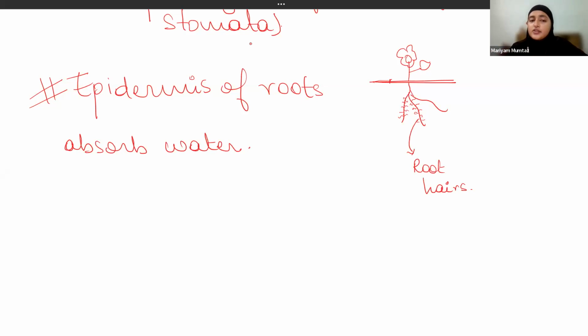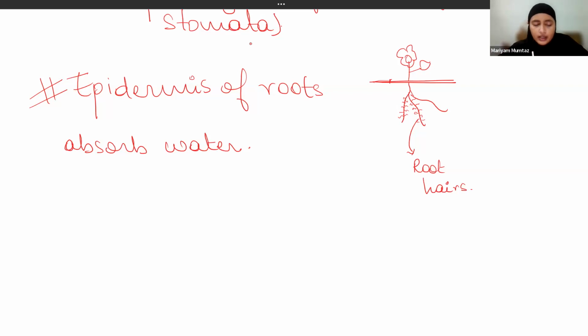So the epidermis of the roots, what is the function of it? Tell me the function of epidermis of the root. It absorbs water. Correct. Absorption of water. Very good.